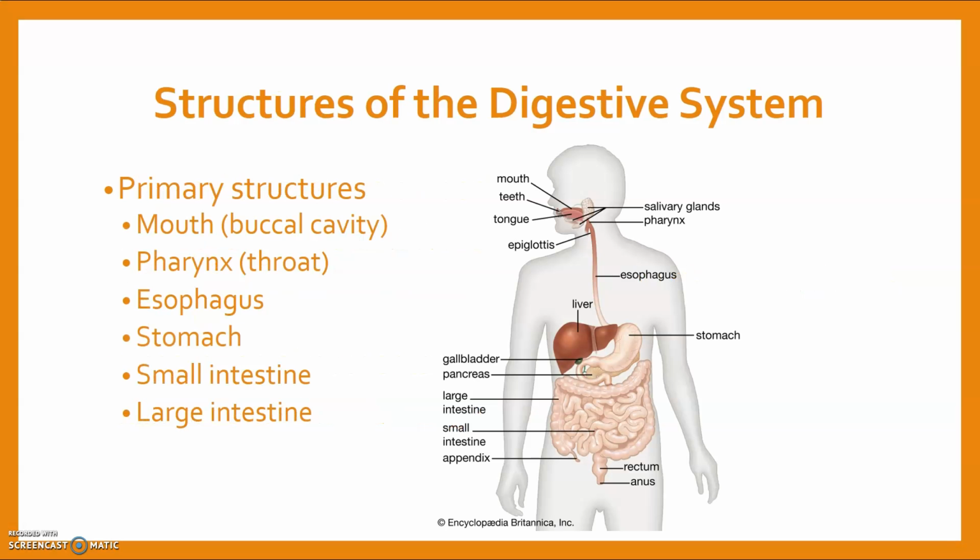So let's look at the primary structures or the main structures of the digestive system. And these primary structures are what make up the alimentary canal. You have the mouth, which is also called the buccal cavity. You have the pharynx or the throat, the esophagus, the stomach, the small intestine, and the large intestine.